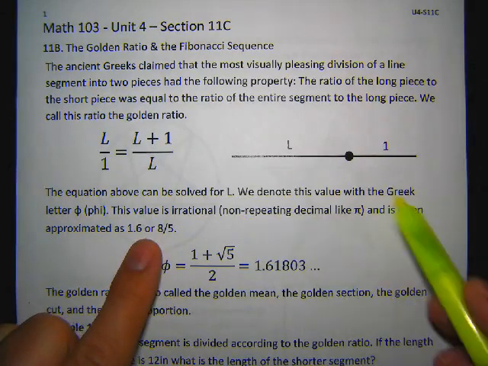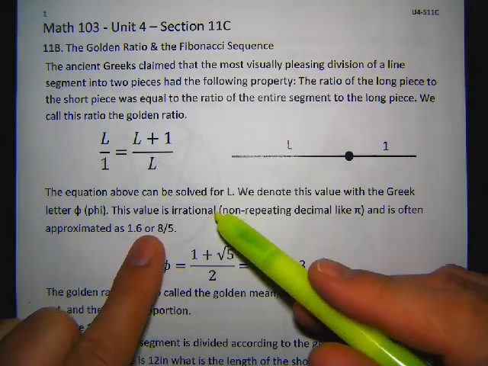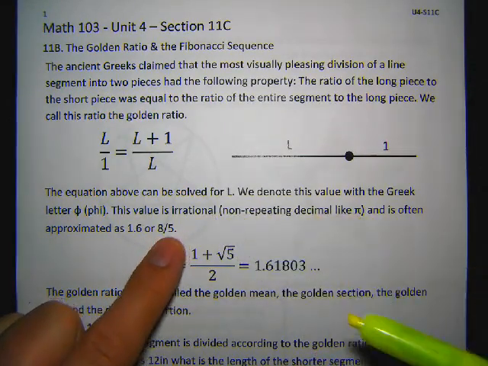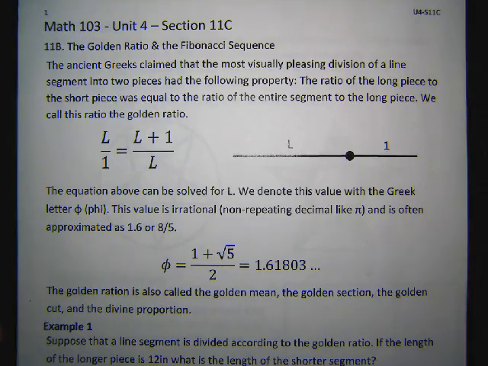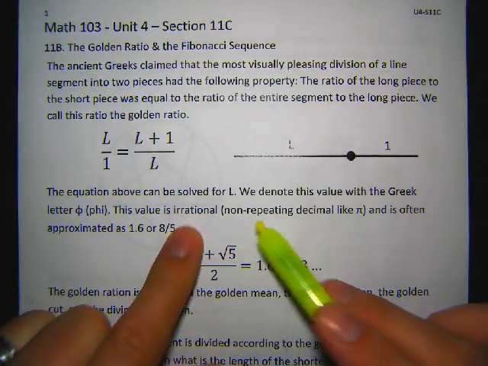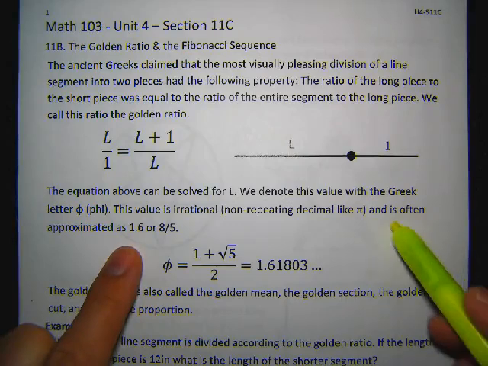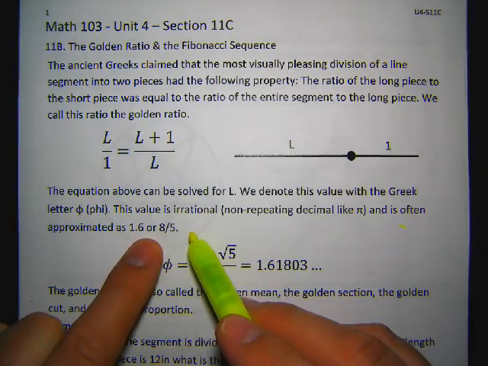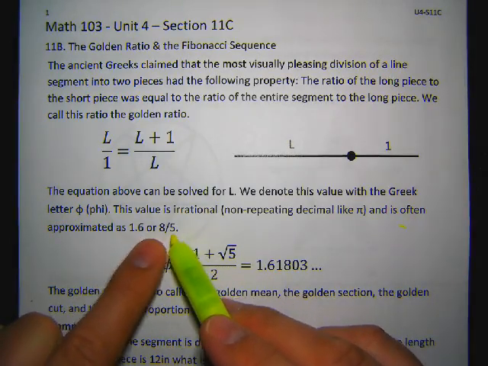And we find that the value is an irrational number. Irrational numbers are numbers like pi. You can't write them as a fraction. You can only write them as a decimal, and they don't repeat. They're just a never-ending decimal with lots of different numbers. A lot of times people approximate with 1.6 or 8/5, which is 1.6. If you divide that, you get 1.6.